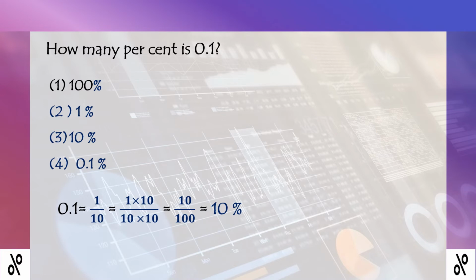So if I am multiplying 10 in the denominator, I will multiply 10 in the numerator also. So 10 upon 100, which is equal to 10%. Okay, which is the correct alternative? Alternative number 3. 10% is the correct alternative.